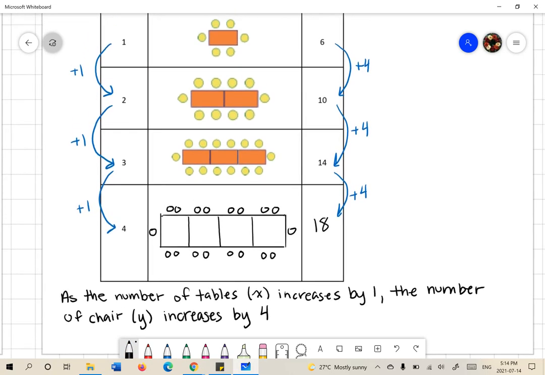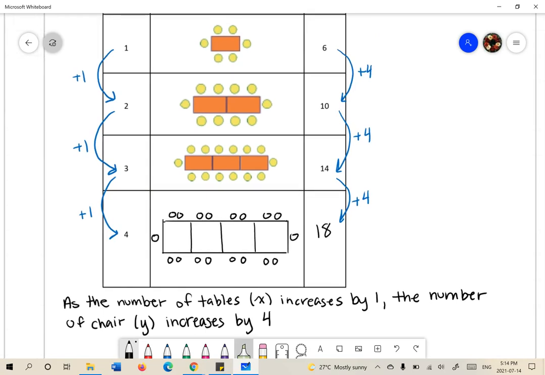So as you add 1 more table, you have to add 4 chairs. You add 1 table, you add 4 chairs. That is the relationship between X and Y in this example.